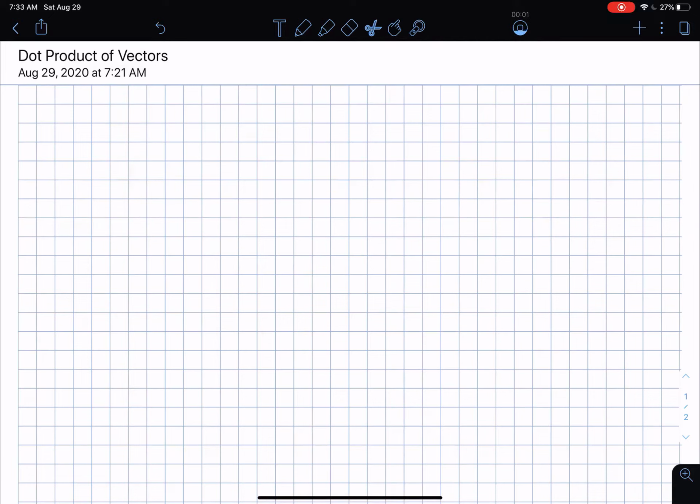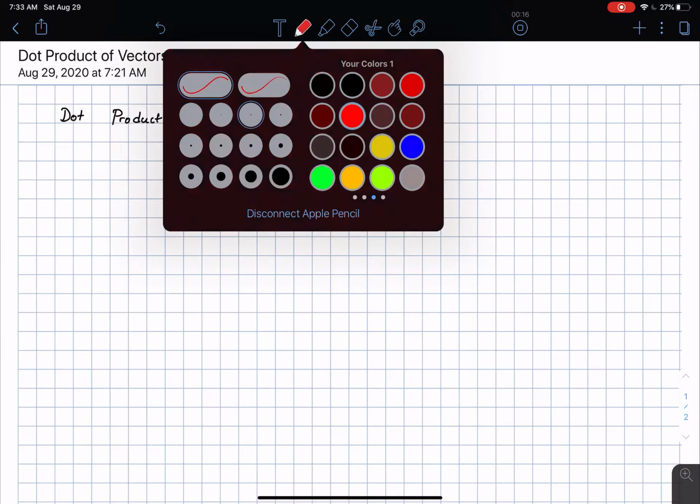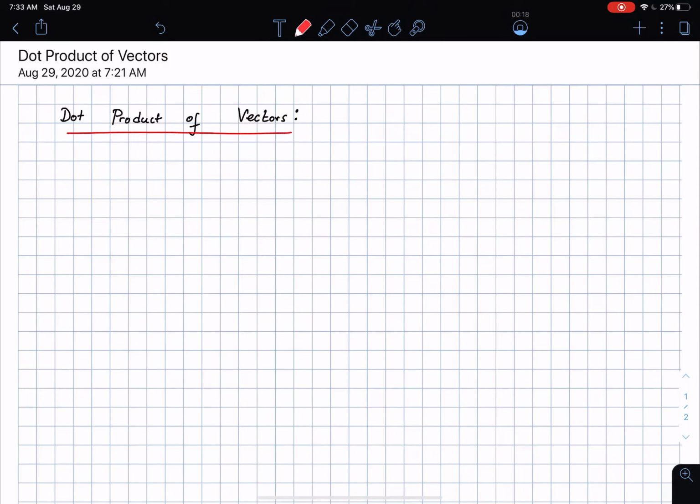Hello everyone. In this short talk, we're going to be looking at dot products of vectors. The idea of the dot product is that if I take two vectors, how do I multiply them? So dot product is one way of multiplying vectors.